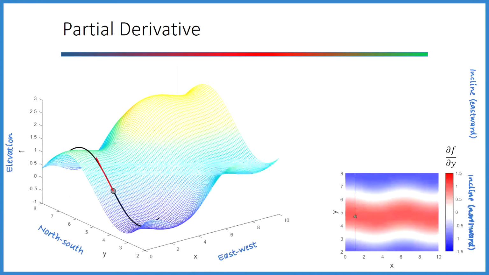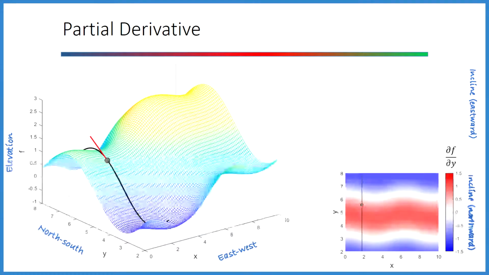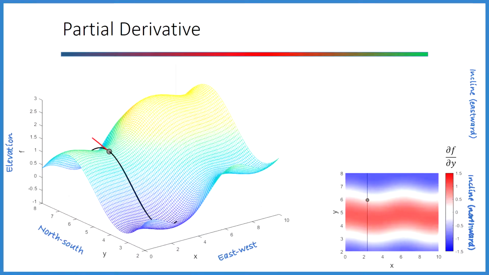Like with the partial derivative with respect to x, the partial derivative with respect to y clearly varies as a function of both x and y. The plot on the bottom right shows the partial derivative of f with respect to y, or in other words, the incline as you face northward, and we can see how the partial derivative varies as we travel through the landscape.